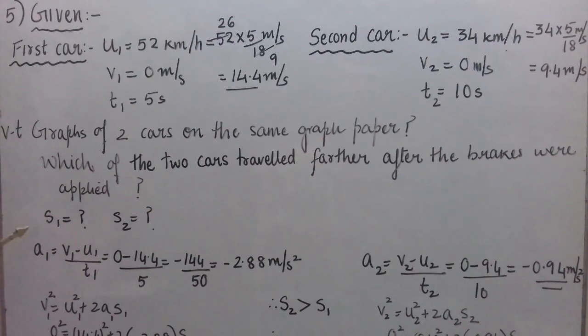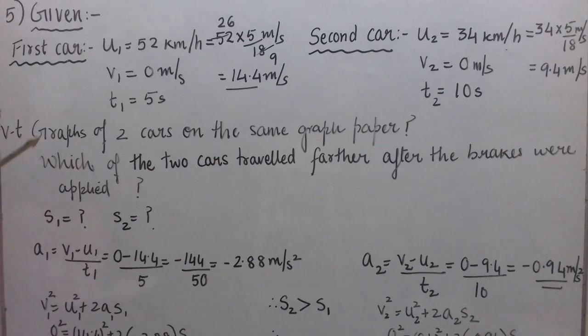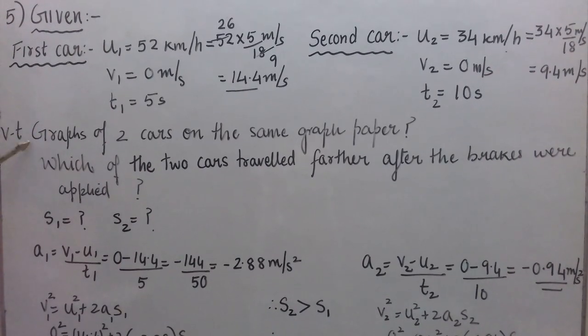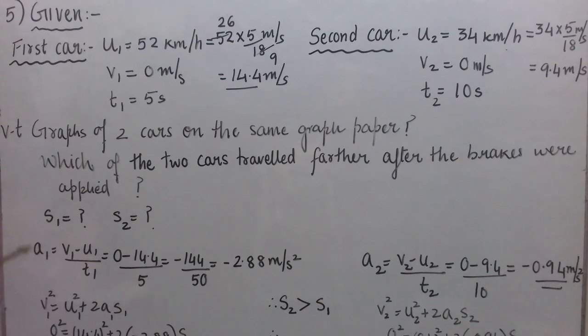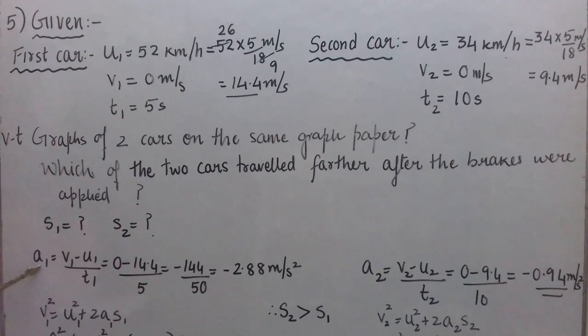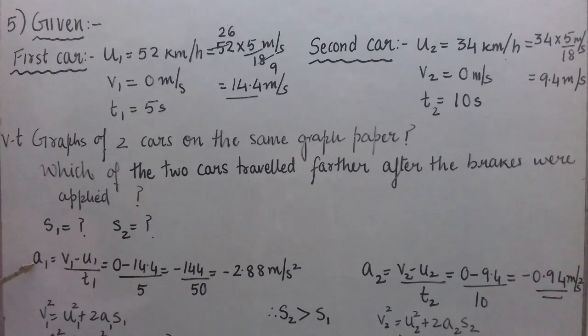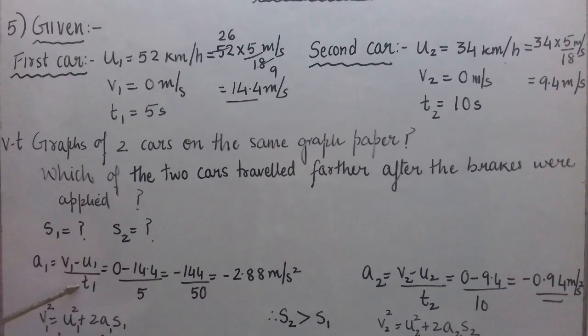But let us do this first in a different way. If they had not asked us to draw the graph, how would we have proceeded? Let us see. Now from this given, we can find out acceleration by using the simple formula A1 is V1 minus U1 upon T1.